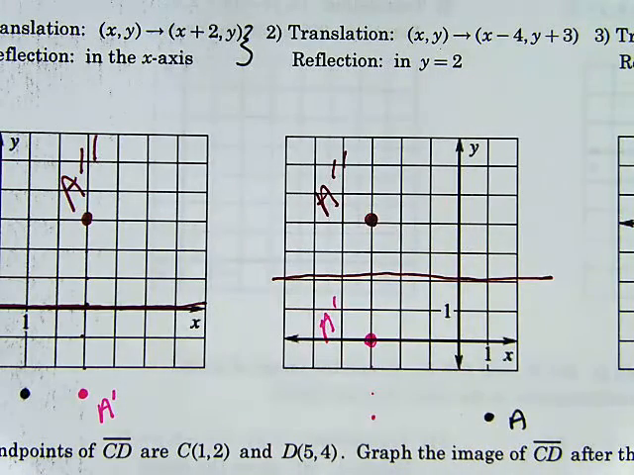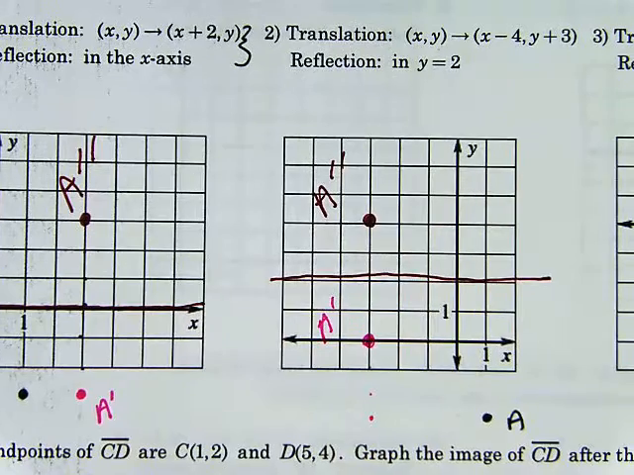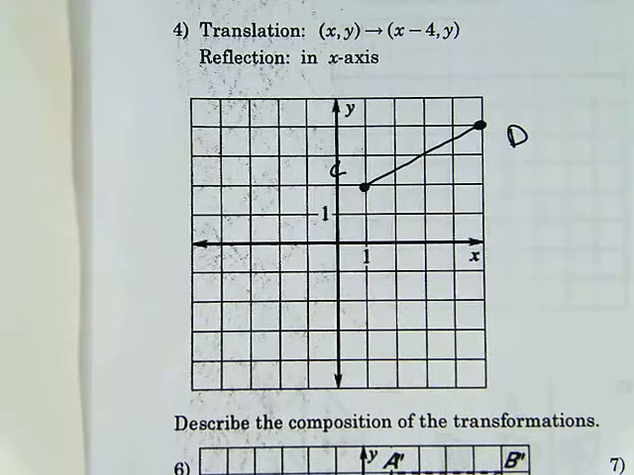We call it a double prime because that means that we went through 2 transformations to get to that point. So that's why we know that A is the original, A prime is the middle, and then A double prime is the end.